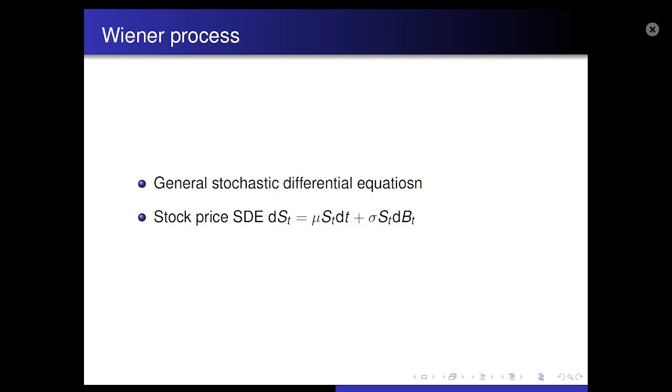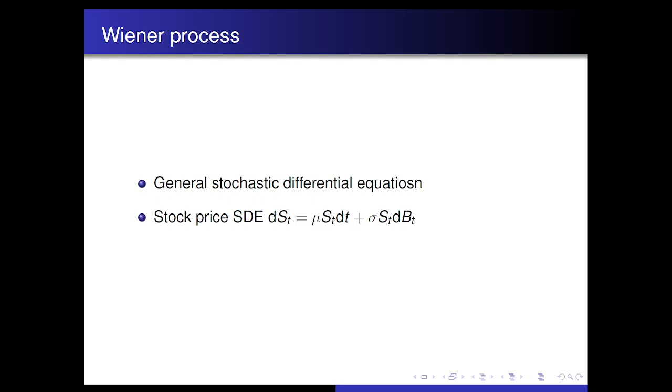Finally, we learned the Wiener process and the stochastic differential equation for the stock price. We should be able to write down the general stochastic differential equation dX = a dt + sigma dB_t, where B_t is the Wiener process or white noise.